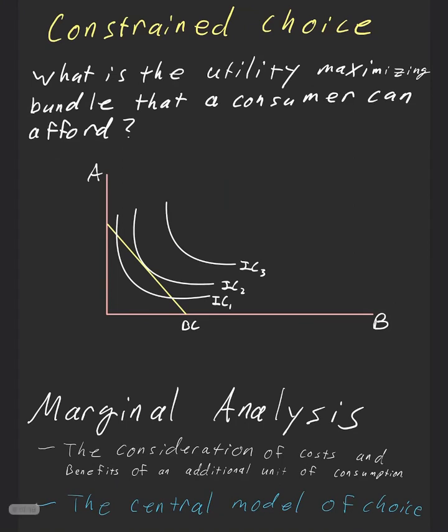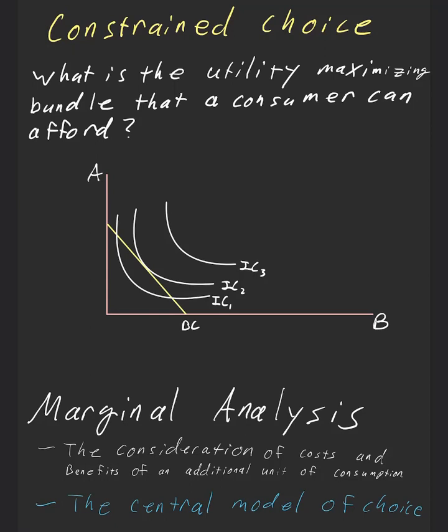Okay, so combine these two things, what do we get? We get constrained choice. Constrained choice asks the basic question, what is the utility maximizing bundle that a consumer can afford? So I want to buy good A and good B. I want to consume those things to make me the happiest I can possibly be made. Utility increases as I go out. That is to say, indifference curve 3 gives me more utility than indifference curve 2, which gives me more utility than indifference curve 1, and so on.